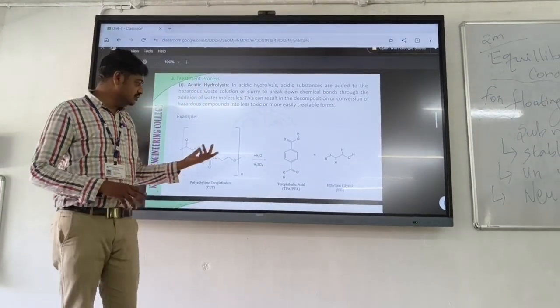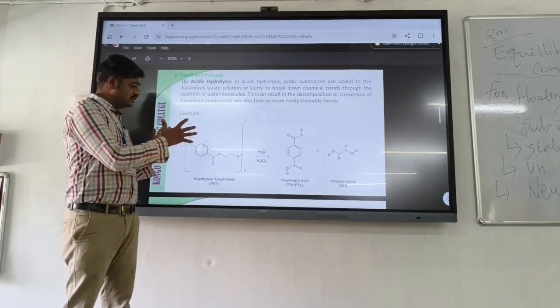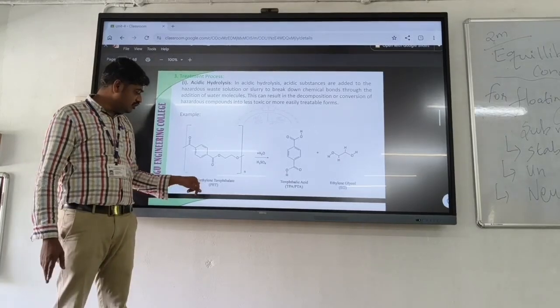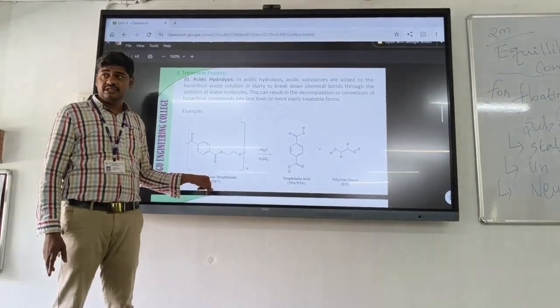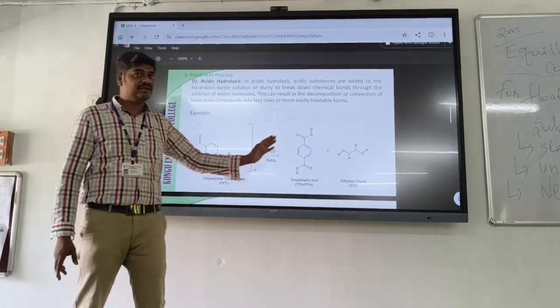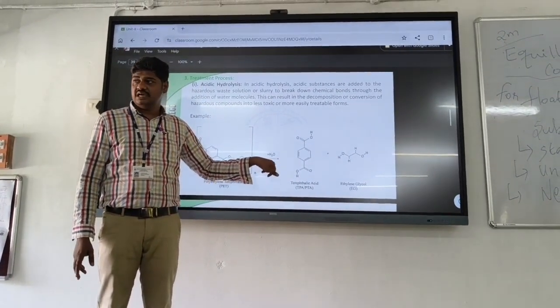Okay, now just look at this equation here. This is a most complicated structure, polyethylene terephthalate. This is a hazardous substance. So we break it down into smaller molecules by using acidic agents. That's the symbol for acidic agents.